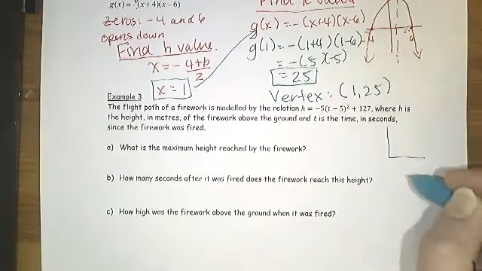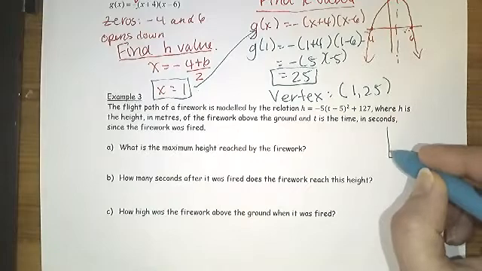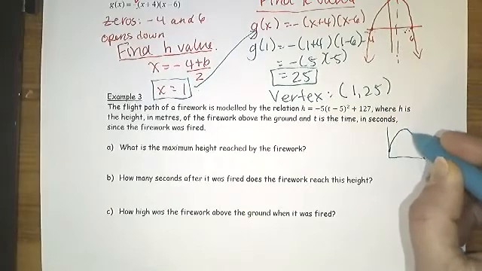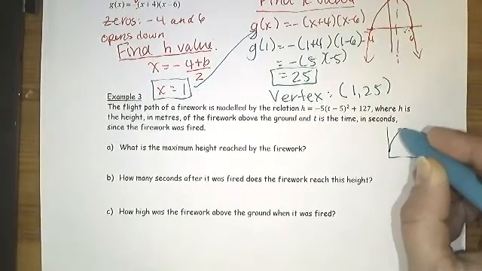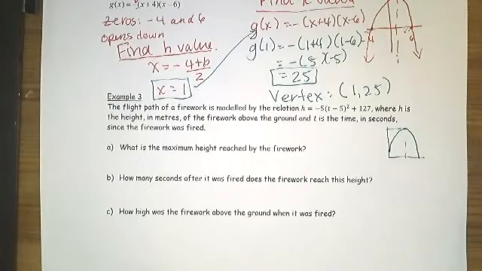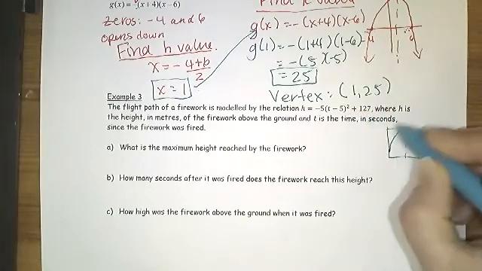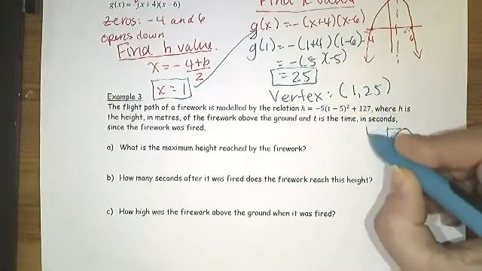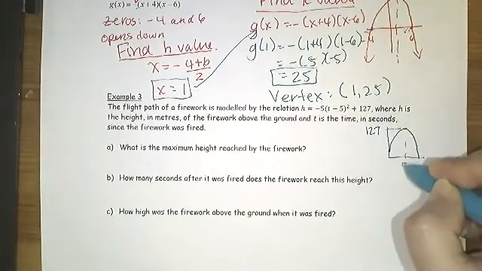So we have a firework. It has been launched. It just goes up and then it comes back down. It's going to come up to a maximum point here. Our vertex, which we know our vertex here is at (5, 25).